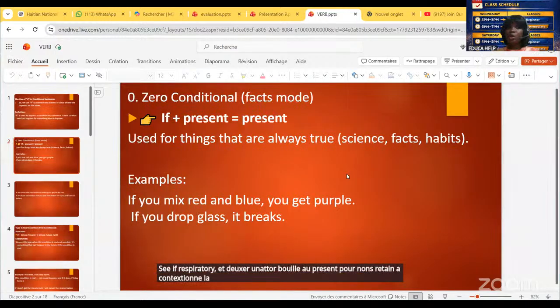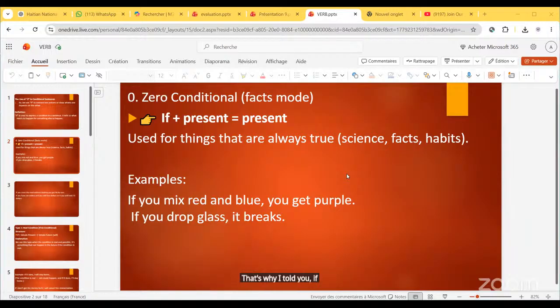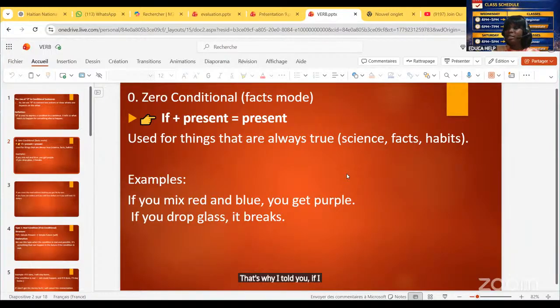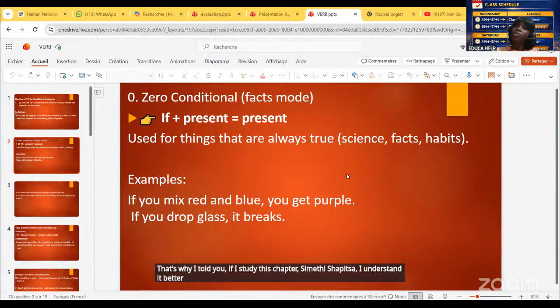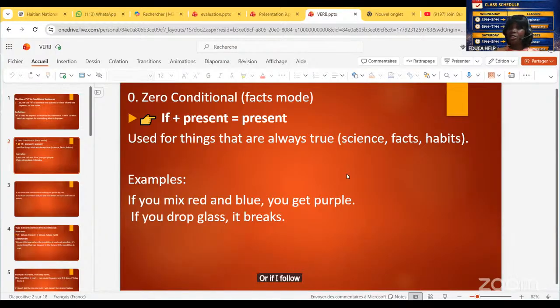That's why I told you, if I study this chapter, I understand it better. I cannot say "I will understand it." Or if I follow everything that the teacher is saying, I understand better.